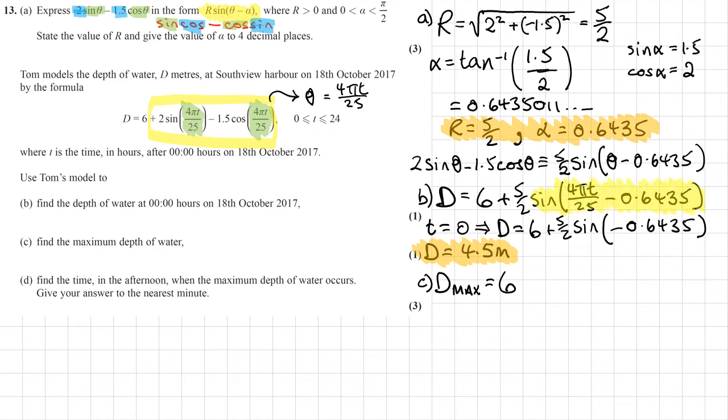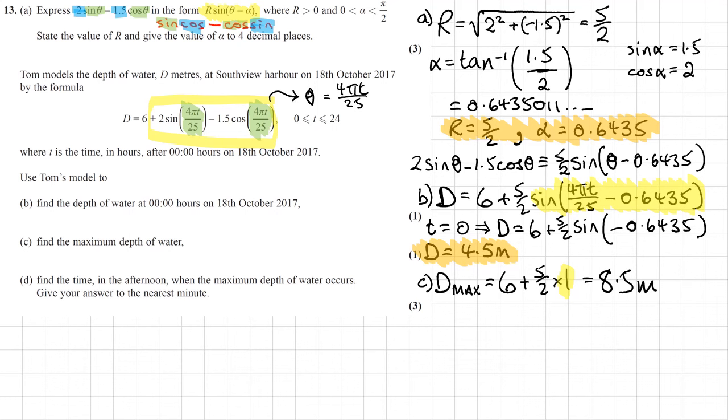the most it can ever become is 1. Sine goes between 1 and minus 1. So the maximum depth is just going to be 6 plus 5 over 2 times 1. Because that other bit that I've highlighted in yellow, all of that, the most it can be is 1. If I work that out, that's 6 plus 2.5, so you've got 8.5 meters.